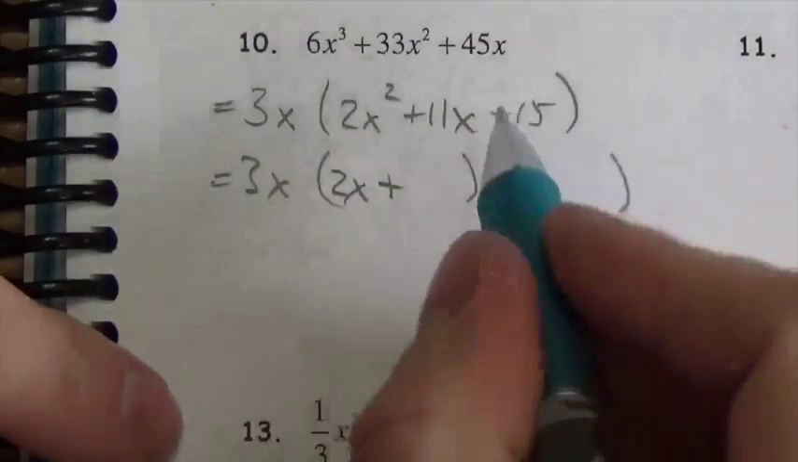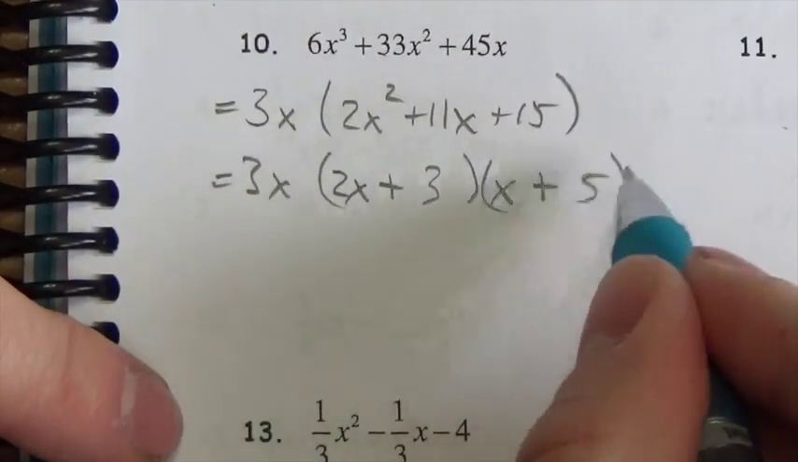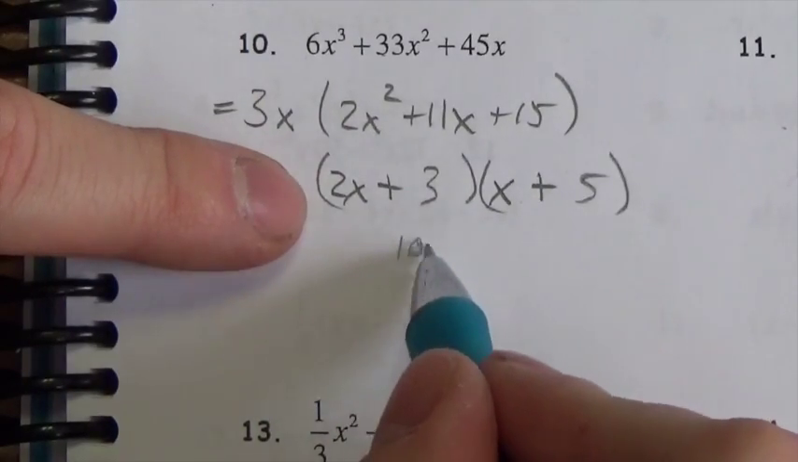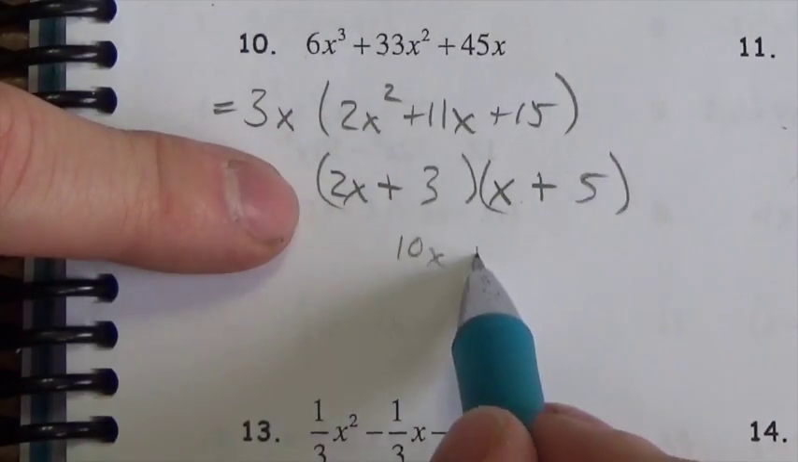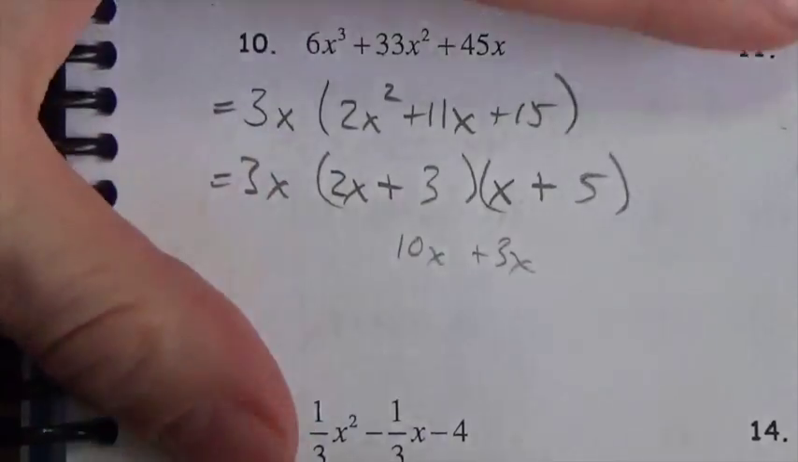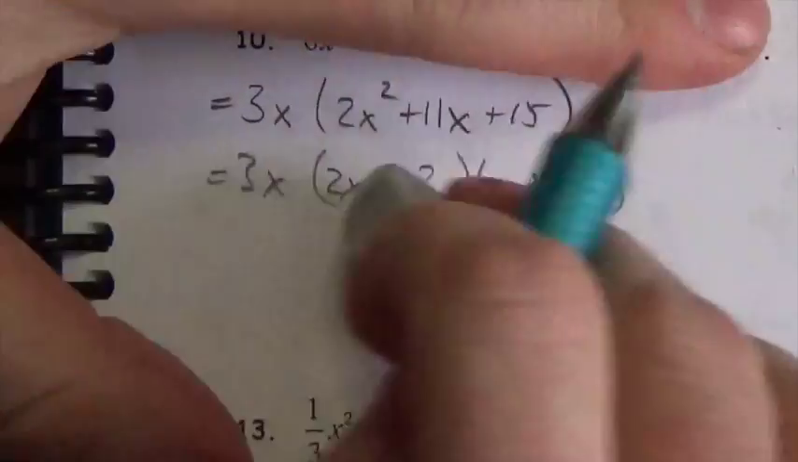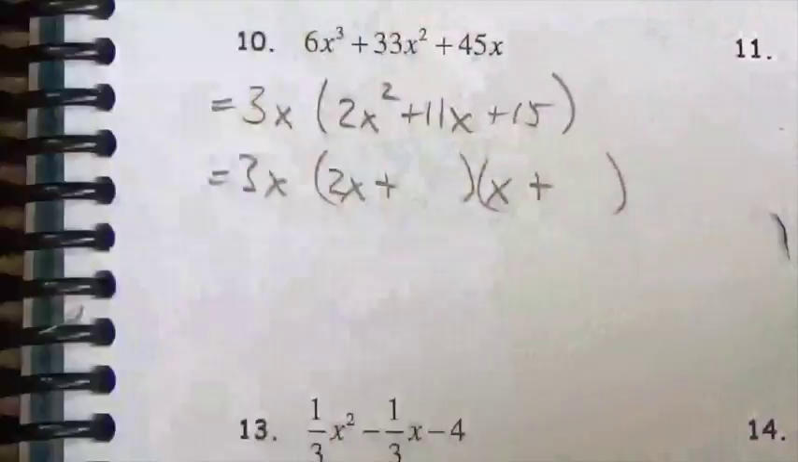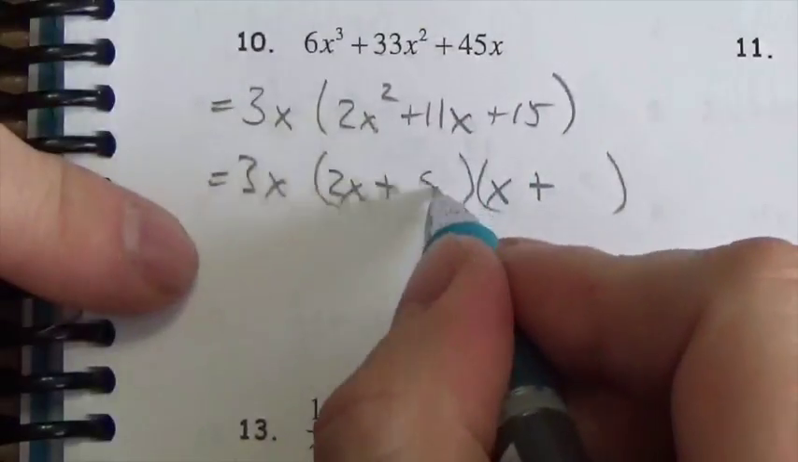Now, I'm guessing that this is going to be 3 and 5. Now let's just double check that. 2 times 5 is going to be 10x. That's good. 3 times x is 3x. Okay, well that sum there does not get you 11. That gets you 13. So that can't be the way that works. That doesn't mean 3 and 5 are wrong. It just might mean that my order is wrong.